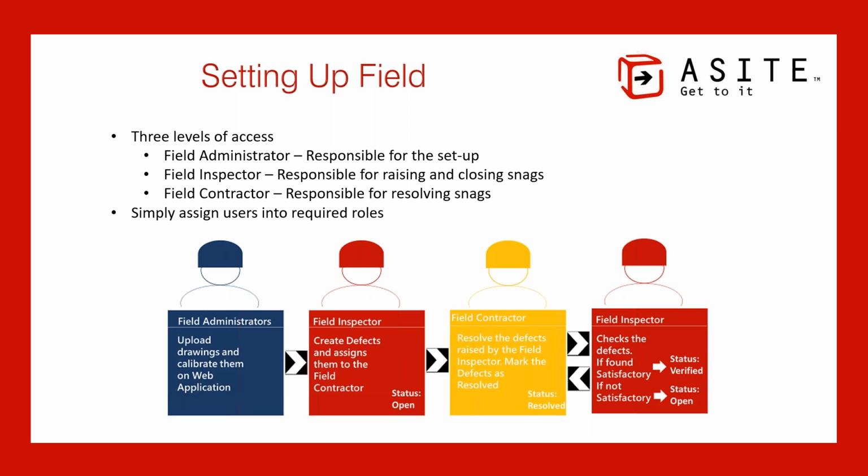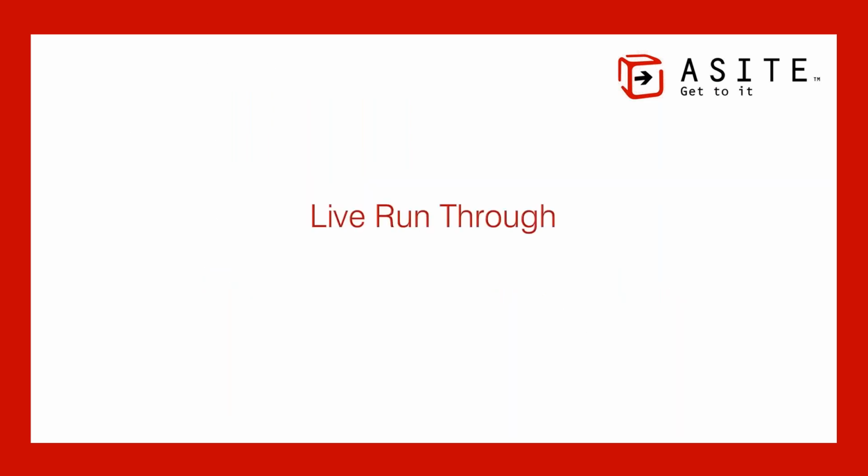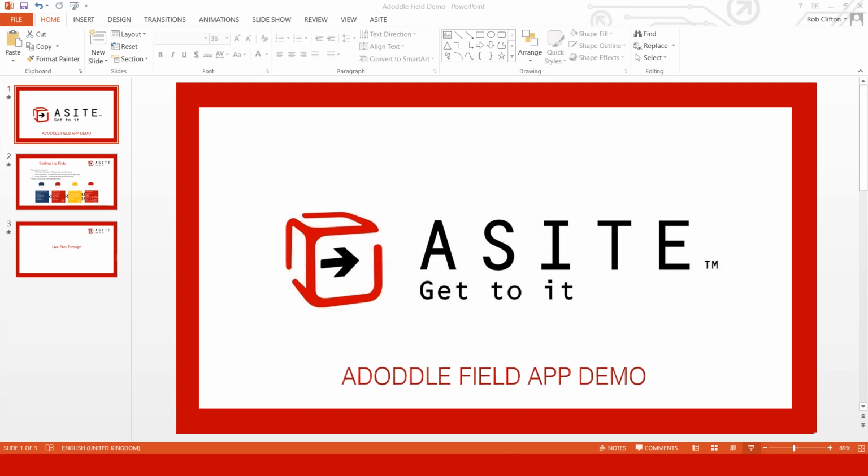And then finally, the workflow returns to the inspector, who will then verify or reopen that snag if it has not been dealt with satisfactorily. Now, I'm not going to go into how that admin side is done. It's very straightforward. It's simply a matter of adding an email address against any specific role. I'm going to go into the actual live demo, but if there are any questions on that, I can potentially come around to it at the end of the run through.